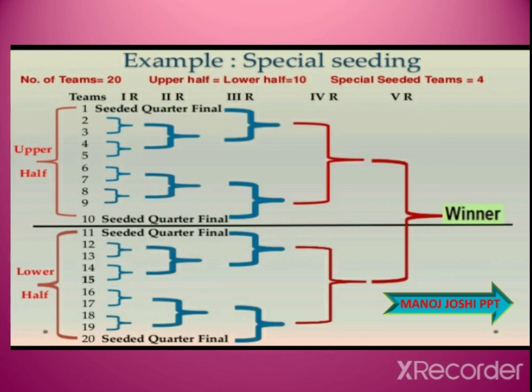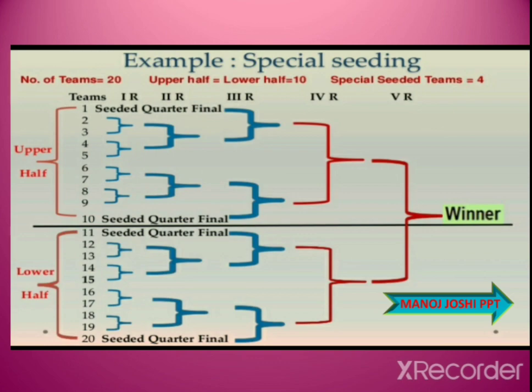Then there will be the final, where the upper half and lower half teams are meeting. Winners of the upper half and lower half come here and they meet together. That will be the final, so that will be the 19th match. So the teams are 20, so the matches will be 19, that is n minus 1. So this way the special seeding is done.